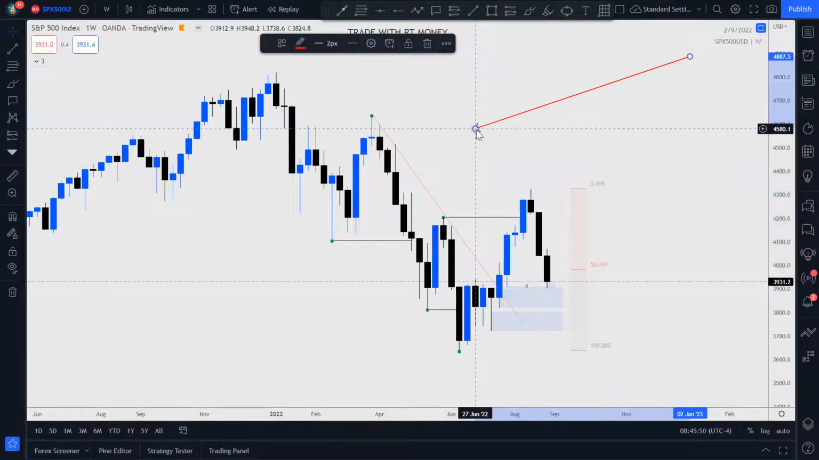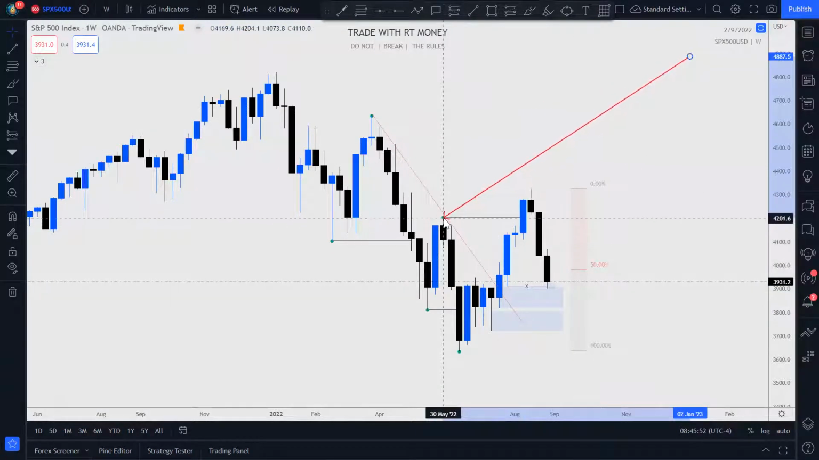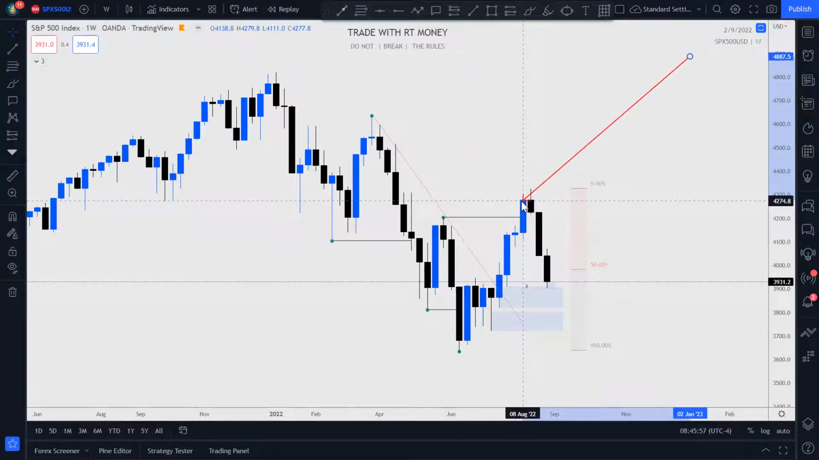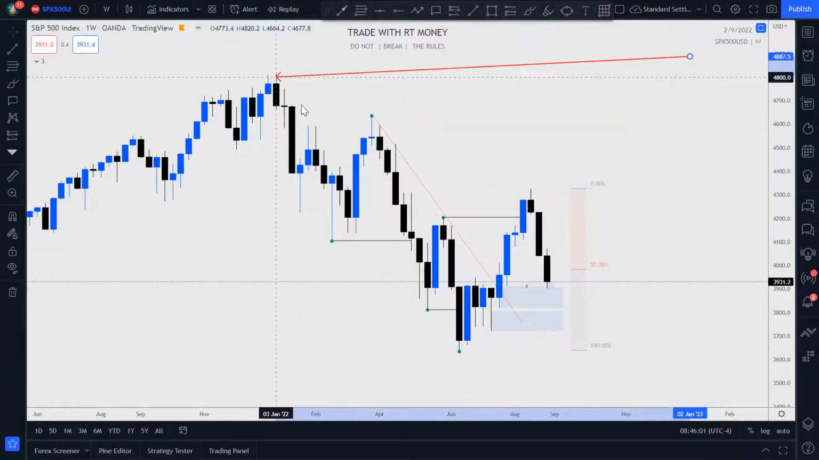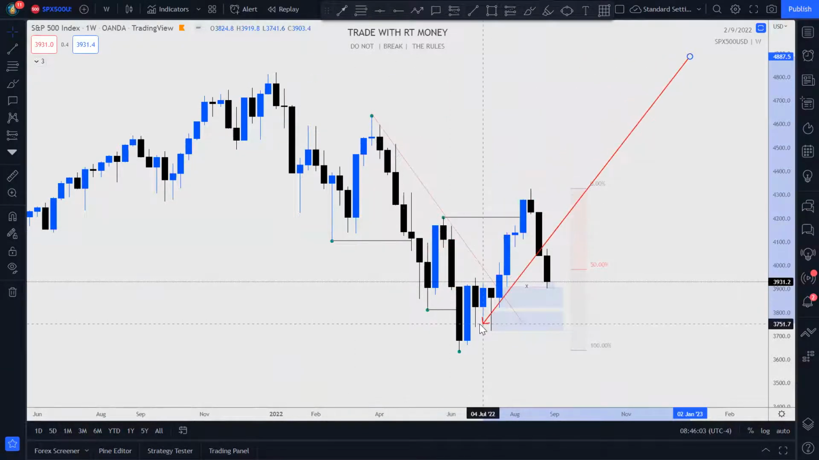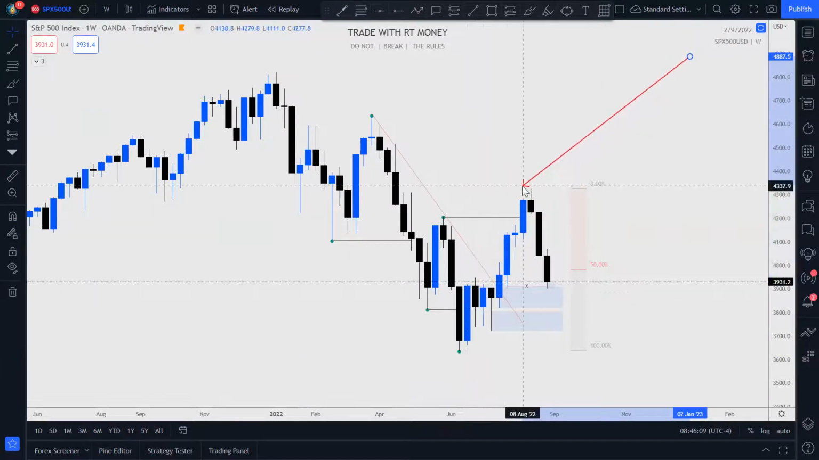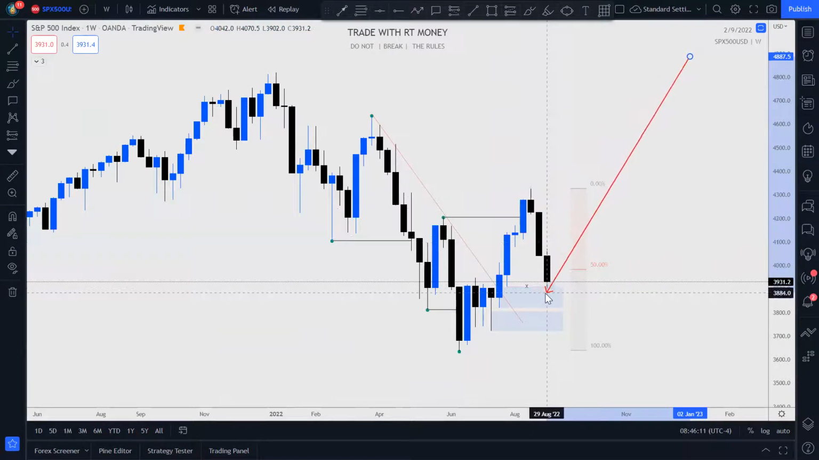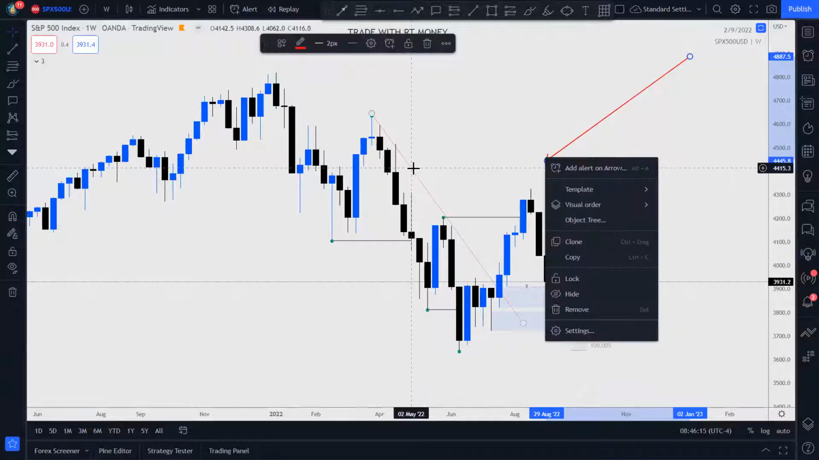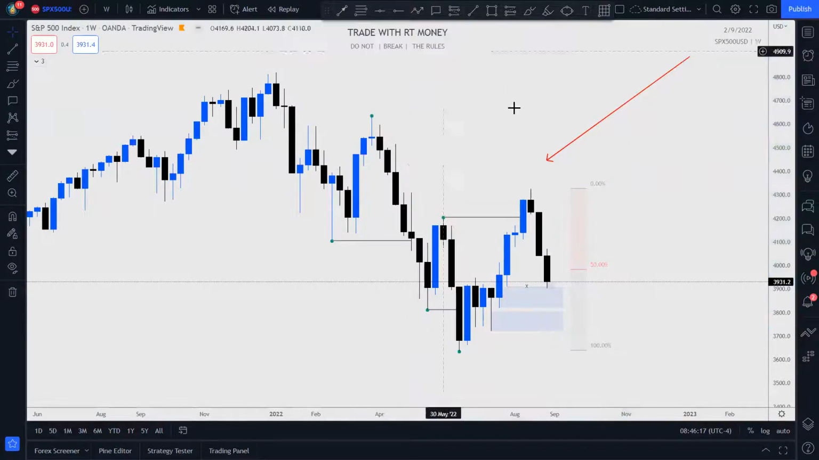I want to also point out that when you break a structural point, like a lower high, that break of structure is indicating that price wants to go higher, wants to turn around. The current trend is broken. And we are at this demand zone, and that's a very attractive situation.